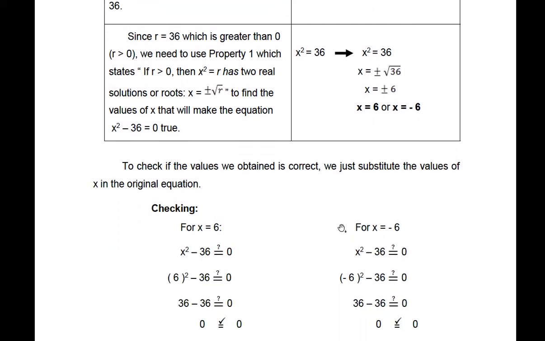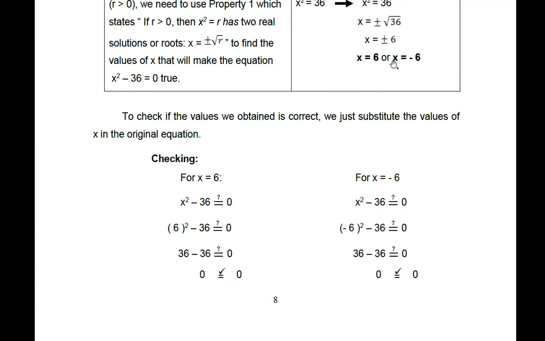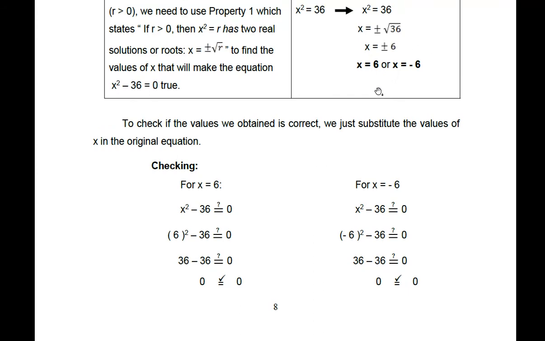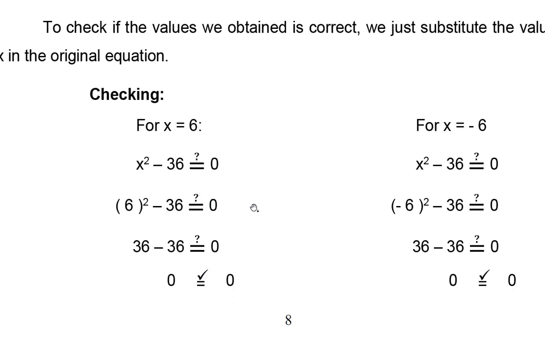After, we're going to check if the values of x are correct. Through checking, substitute the values. So, x equals positive 6. This is the original equation. So we have x squared minus 36 equals 0. Question mark, because we don't know yet if our equation is correct.